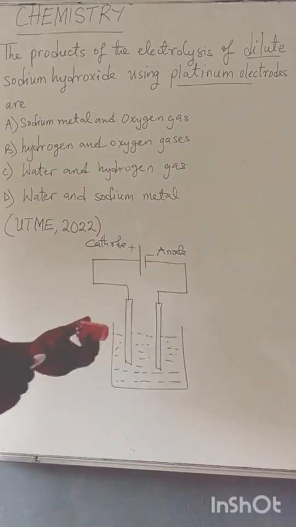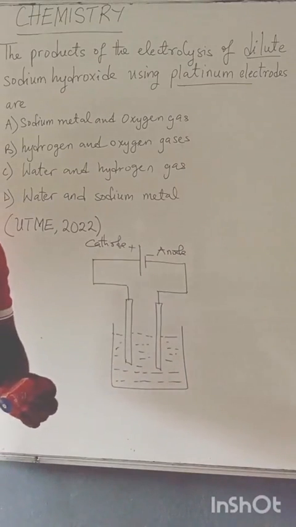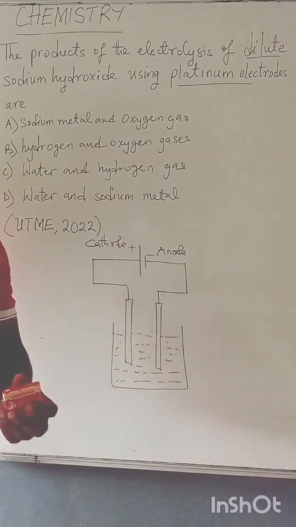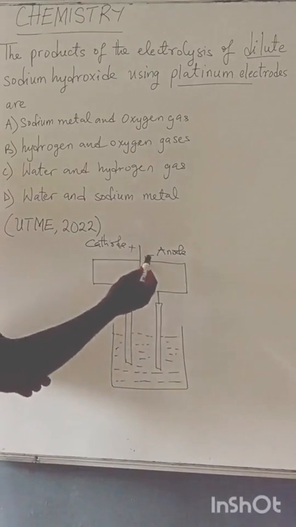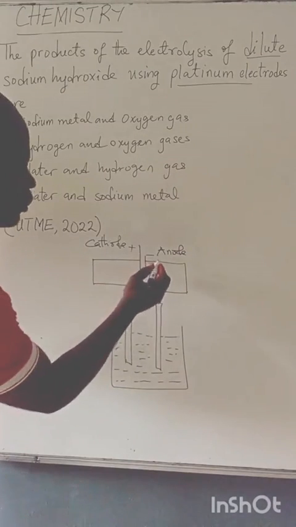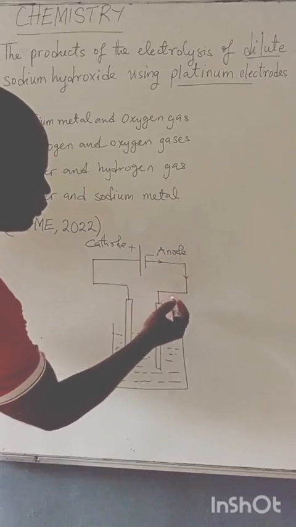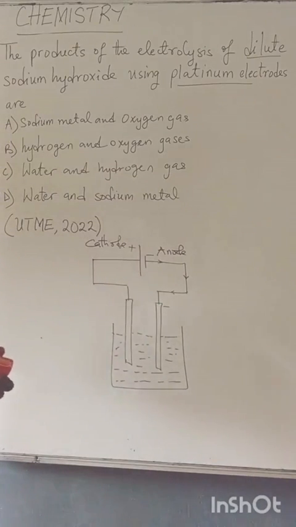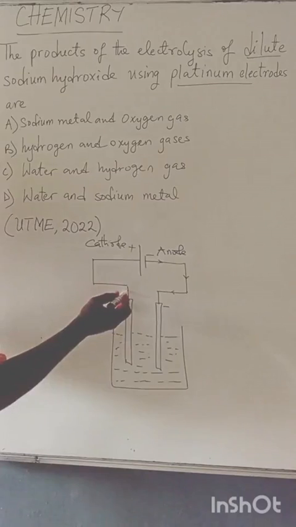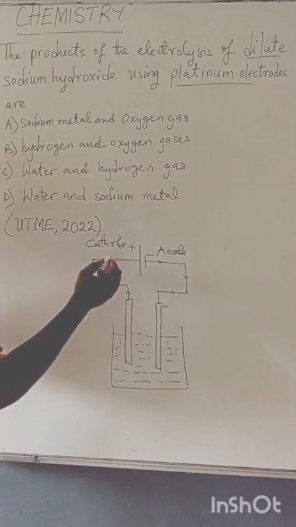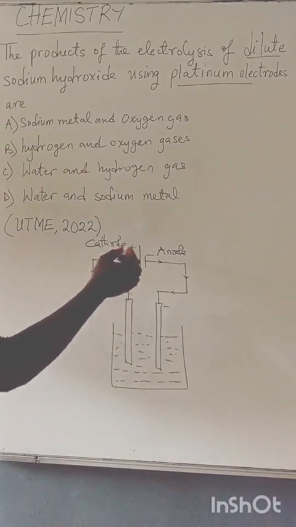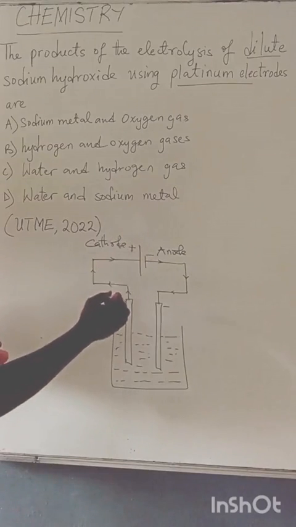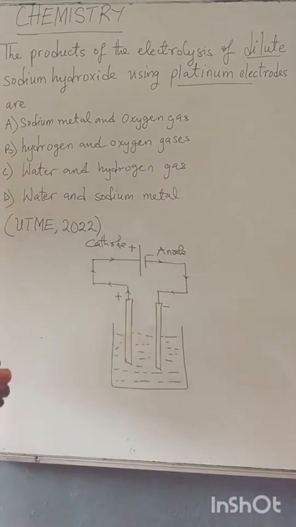What does this minus mean? Which subatomic particle has a negative charge? Electrons, am I right? So if you have minus here, it means there are excess electrons here, and so they move this way. When they get here, they make this electrode become negatively charged. Do you understand? And this electrode here that you've connected to this cathode, this positively charged terminal, has a positive charge.